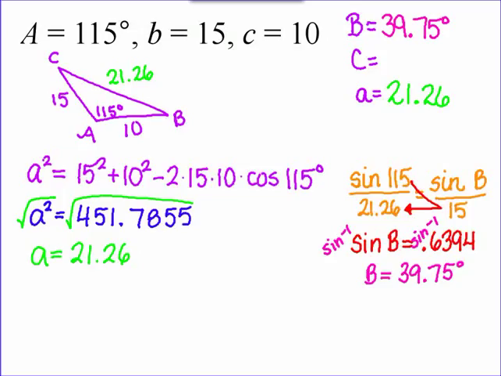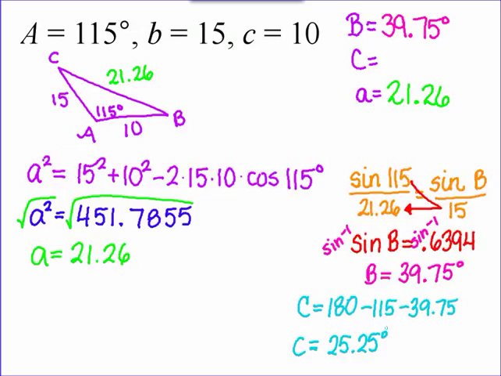And last but not least, what do you need to find now? Angle C. So angle C will equal 180 minus 115 minus 39.75. So what does angle C come out to be? 25.25?